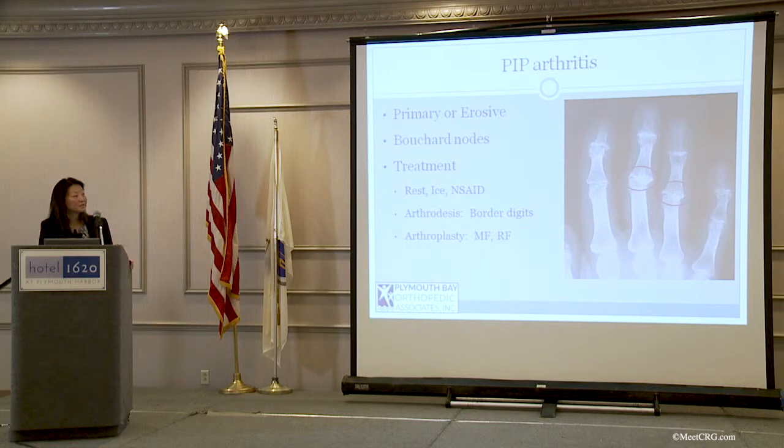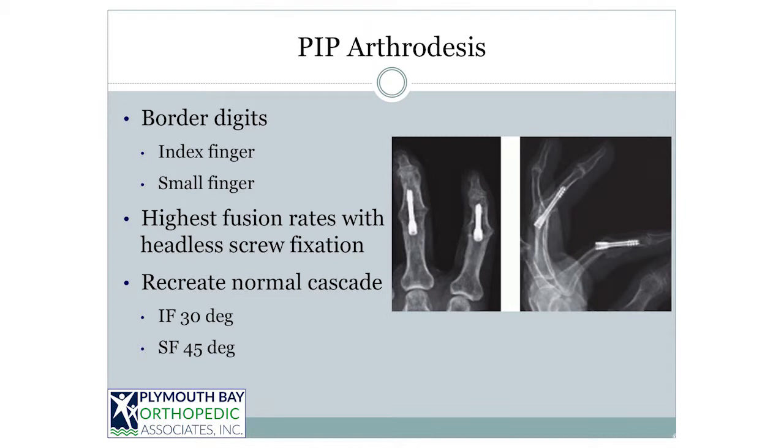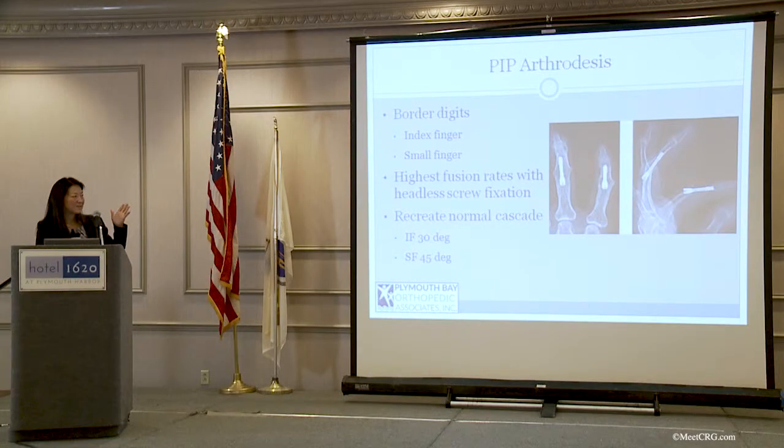In terms of surgery, for the index finger and the small finger, we usually do fusions, or arthrodesis, and for the inner joints we'll consider doing joint replacements. So arthrodesis or fusions for those border digits, usually the index and the small. Again, the highest fusion rate is with the headless screw, but it can be done in multiple ways. This just seemed to have the highest fusion rate as well as the lowest complication rates.